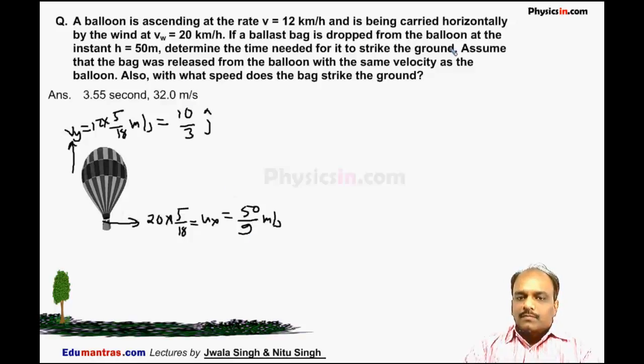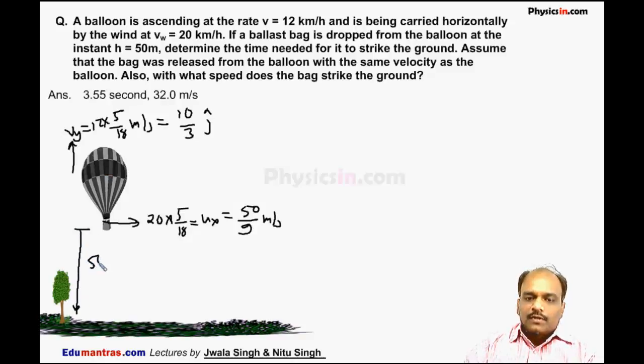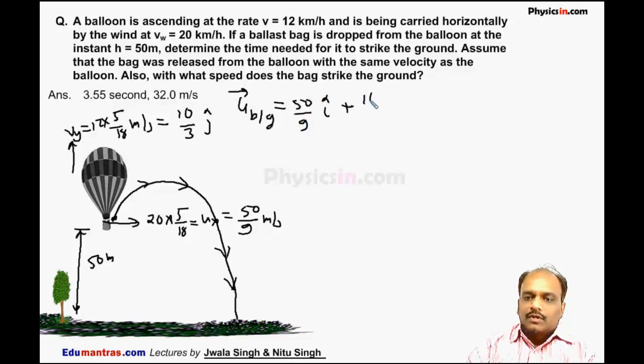If a bag is dropped from the balloon at the instant when it is at a height of 50 meter from the ground, this height is 50 meter. At this instant a bag is dropped, so the bag will move like this. This is the motion of the bag. Since the bag is dropped, the initial velocity of the bag with respect to ground is 50 by 9 i cap plus 10 by 3 j cap. This is our x-axis and this is our y-axis. This is the initial velocity of bag with respect to ground.